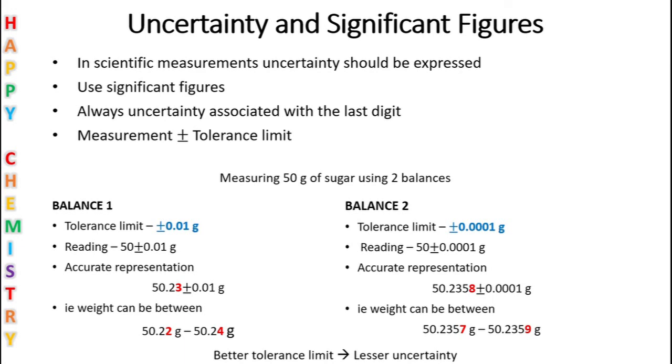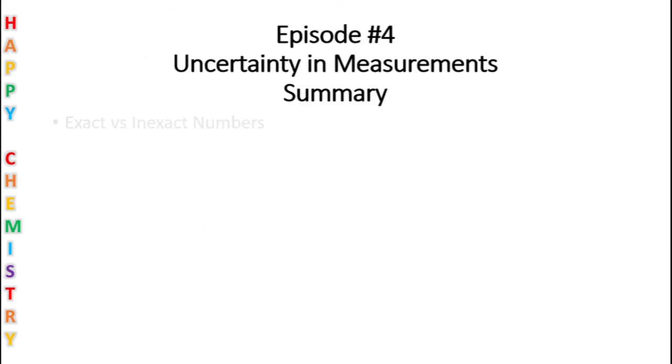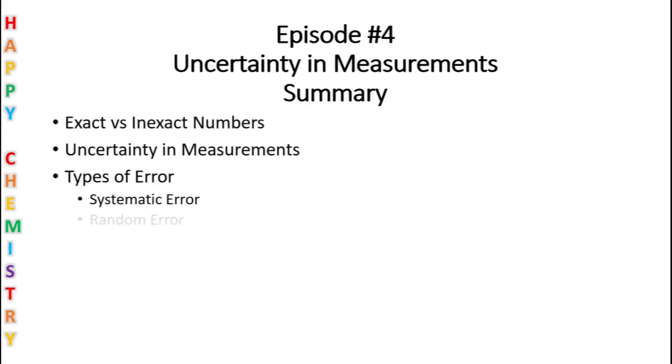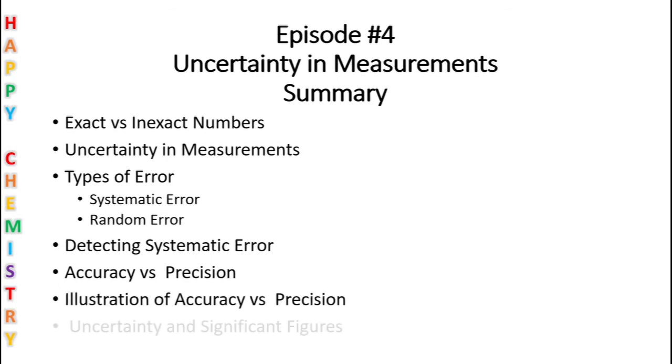In summary, we talked about exact and inexact numbers, uncertainty in measurements, types of error, that means systematic and random error, detecting systematic error, accuracy and precision, illustration of accuracy and precision concepts, and indication of uncertainty using significant figures.